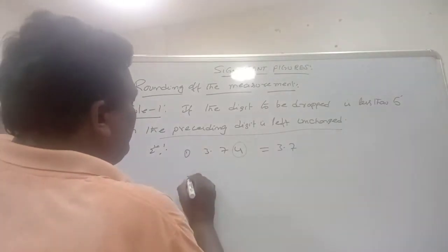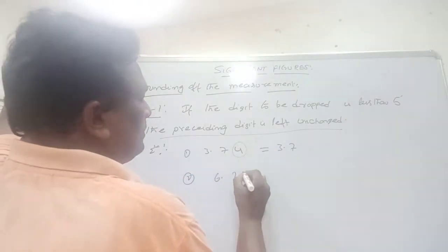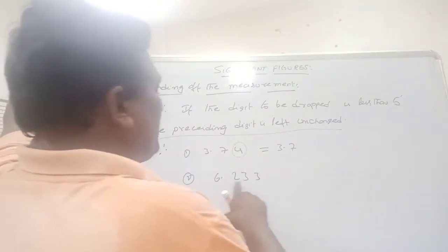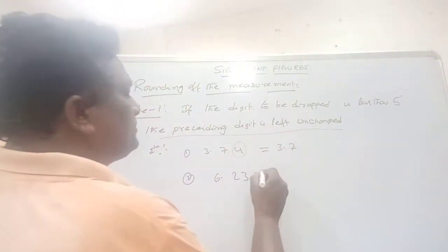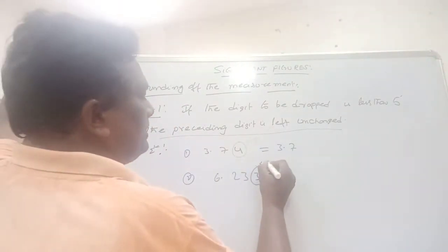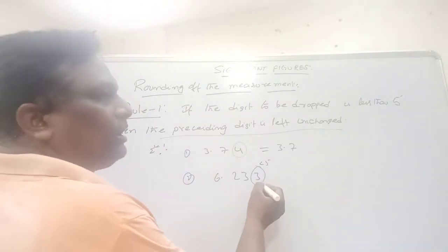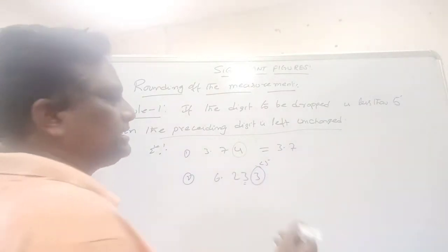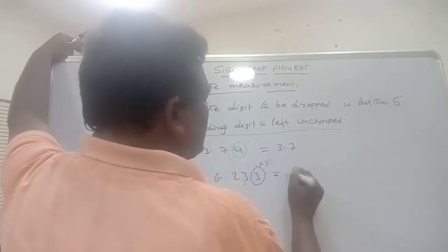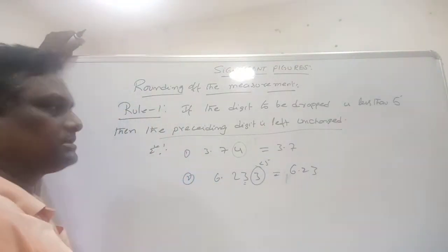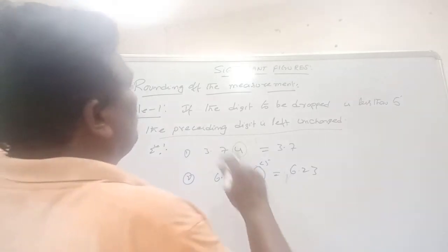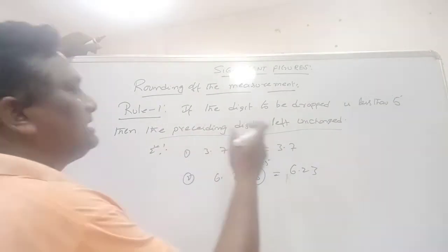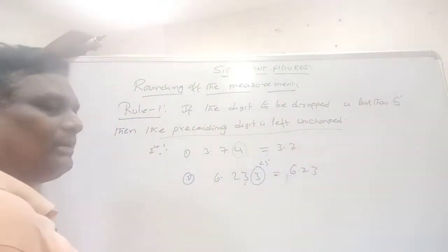One more example I am giving. 6.233. Suppose you want to drop this last 3. This 3 is less than 5, so the preceding digit, this 3, is left unchanged. So the answer is 6.23. So rule number 1 is, if the digit to be dropped is less than 5, then the preceding digit is left unchanged.